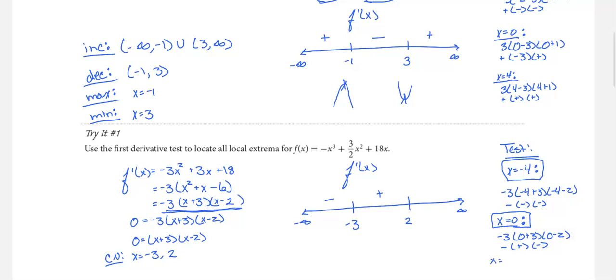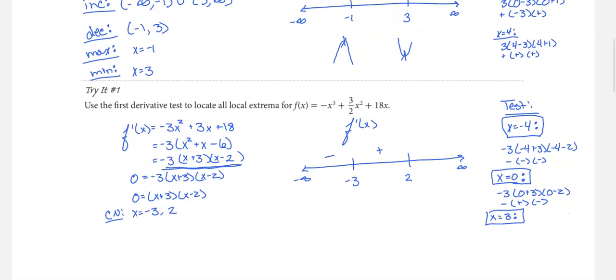And then let's pick something larger than 2, like 3. So I'm going to have a negative 3 times a negative 3.